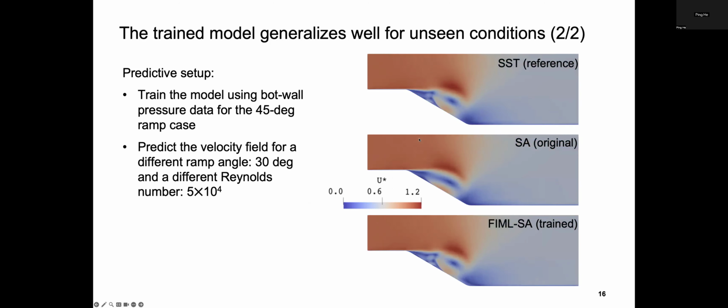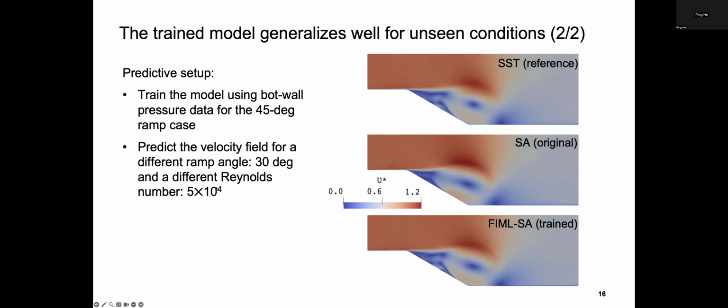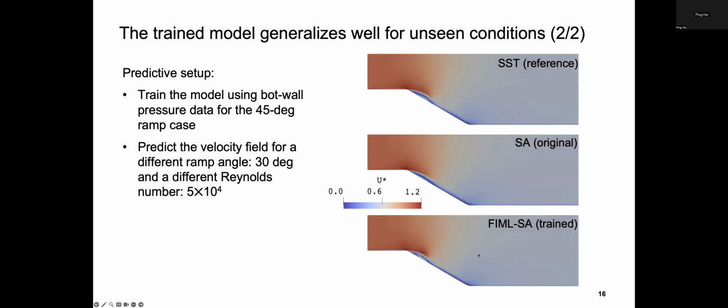We also demonstrate another prediction. In this case, we predict a different ramp angle and a different Reynolds number. You can see that the agreement is also very good.